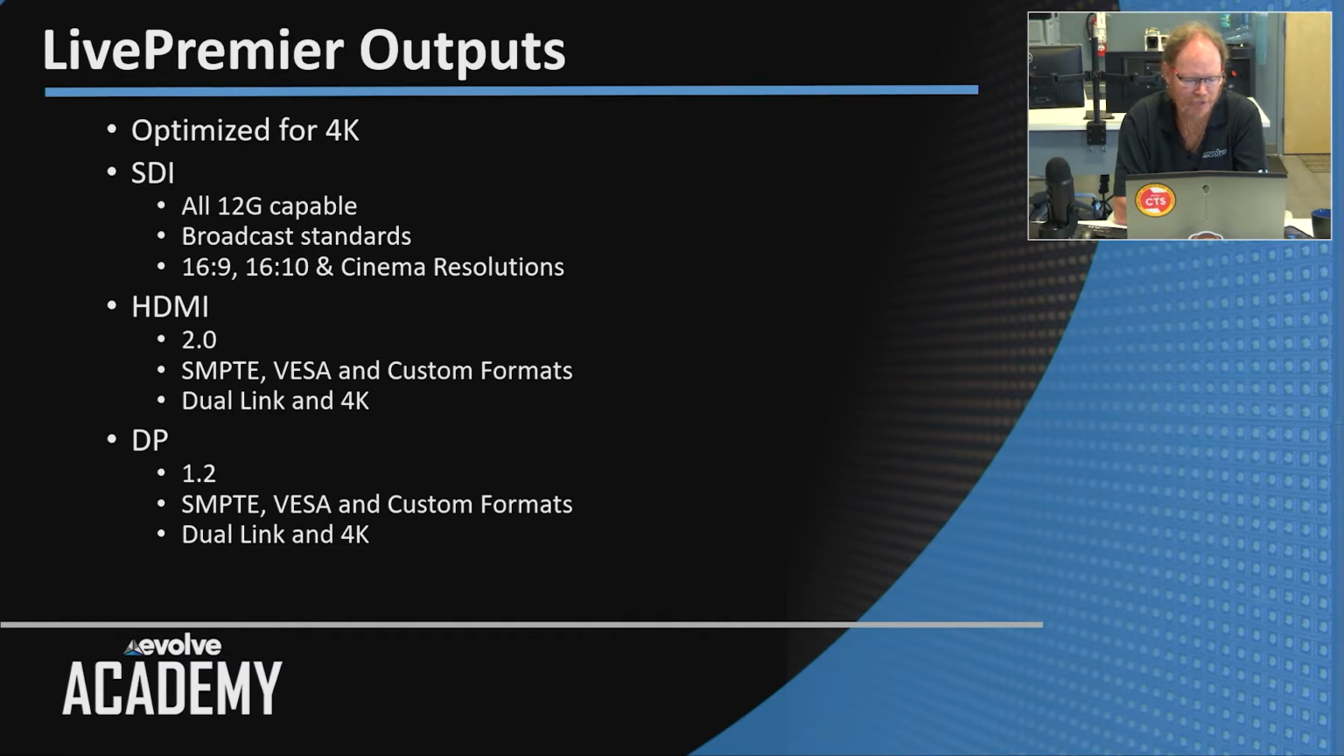HDMI, the HDMI is HDMI 2.0. You can do SMPTE outputs, you can do VESA standards, and you can do custom formats. And they can be either dual link or 4K. DisplayPort 1.2, all the DisplayPort ins and outs. There's SMPTE, VESA, and custom formats available, and they can also do 2K and 4K.